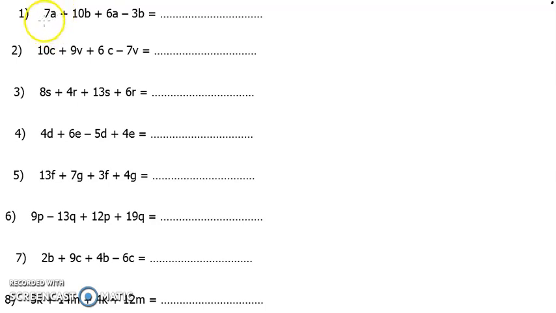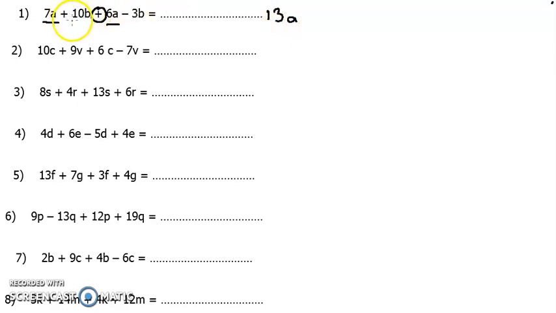So we're going to start off with doing the A's. Here we've got 7A and 6A. The most important symbol here is the plus. You always look at the symbol before the term that you're about to add. So 7 plus 6A is 13A.